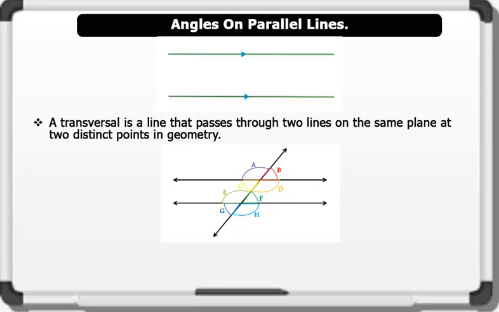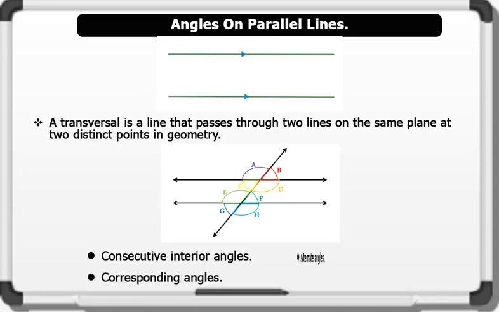A transversal intersecting two lines produces various types of angles in pairs, such as 1. Consecutive interior angles. 2. Corresponding angles. 3. Alternate angles. And 4. Adjacent angles. That's brilliant!